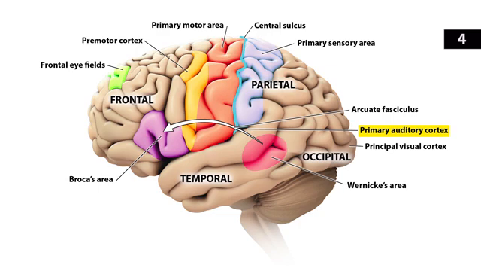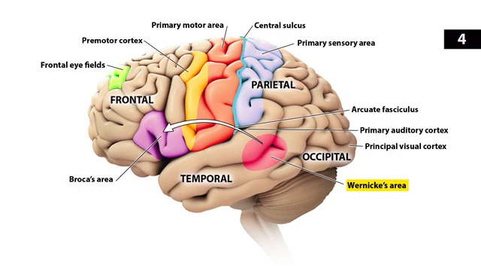Then just posterior to the auditory cortex is Wernicke's area, which is linked to the comprehension of language. So the primary auditory cortex processes the sounds you hear, and then Wernicke's area right next door is involved with helping you recognize those words and understand them. And again, Wernicke's area is usually located on the left.